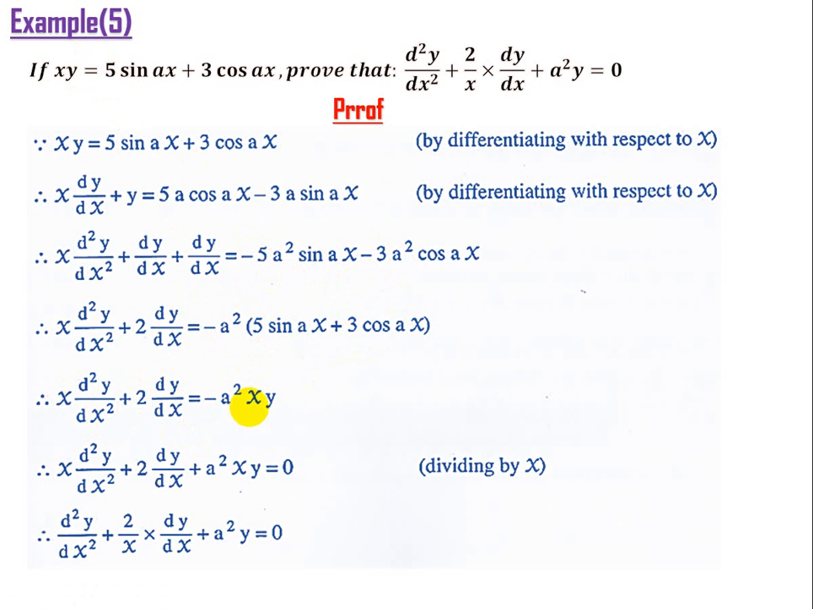Moving negative a²xy to the left hand side with the opposite sign, it will be x d²y/dx² + 2 dy/dx + a²xy equals 0. Dividing both sides by x, it will be d²y/dx² + (2/x) dy/dx + a²y equals 0.